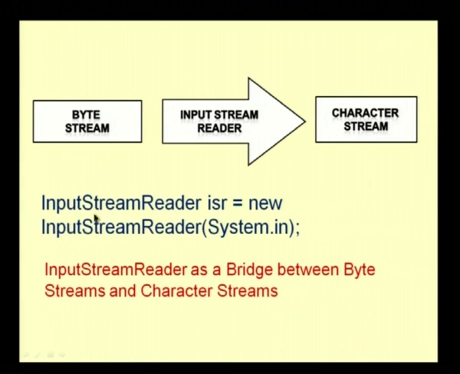You can see here that I am creating an instance of the input stream reader. In that I am giving System.in as my parameter. This System.in is a byte stream, whereas your input stream reader is a character stream. So from your byte stream, your data is read in terms of characters. You can see that input stream reader acts as a bridge between your byte stream and character stream.